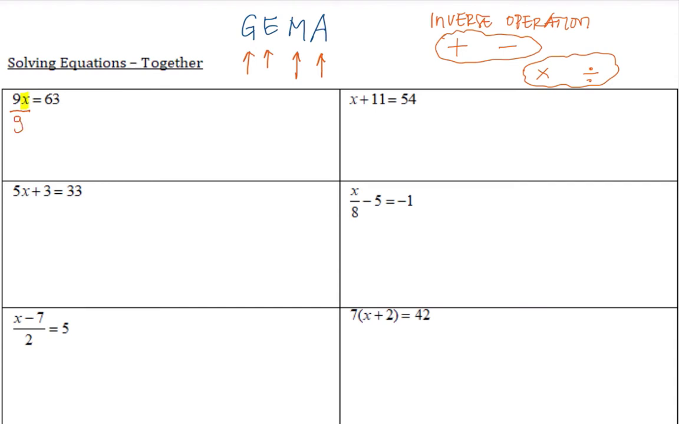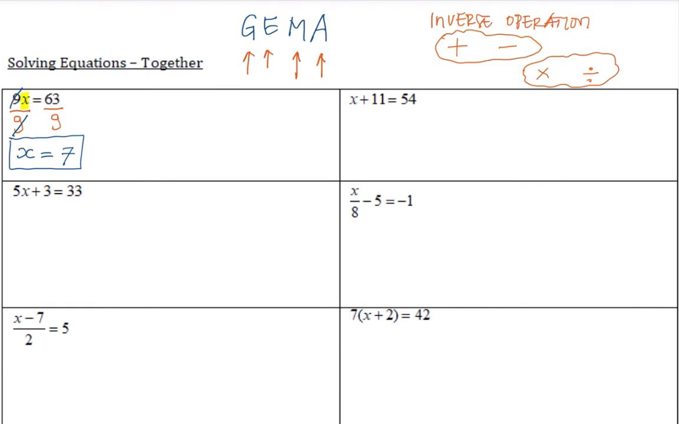And of course, whatever I do on the left-hand side, I have to do the same to the right-hand side, because this is an equation. So in that case, the multiplication by 9 and division by 9 cancel out. Therefore, I have x only now. And on the right-hand side, 63 divided by 9 is 7. So my answer is x equals 7.